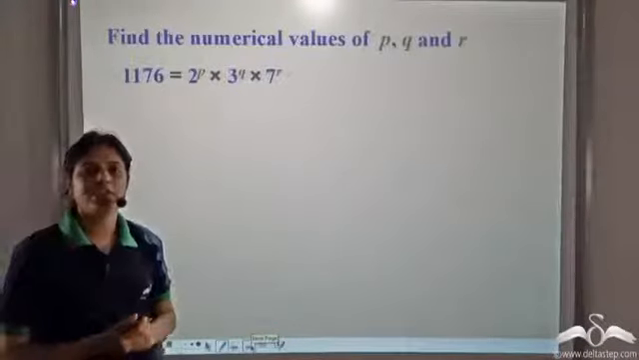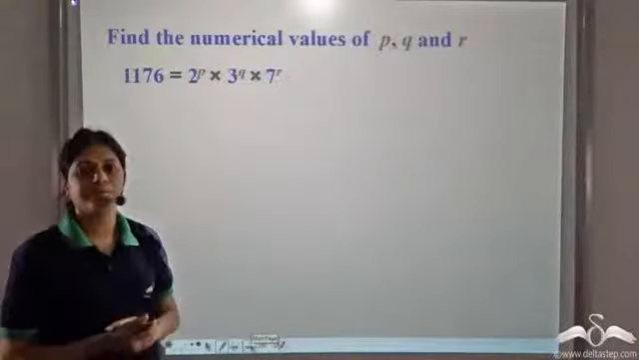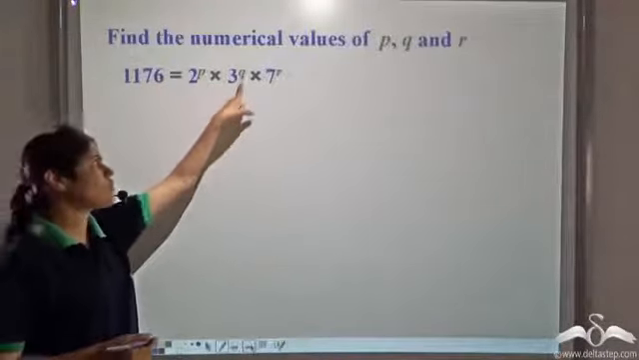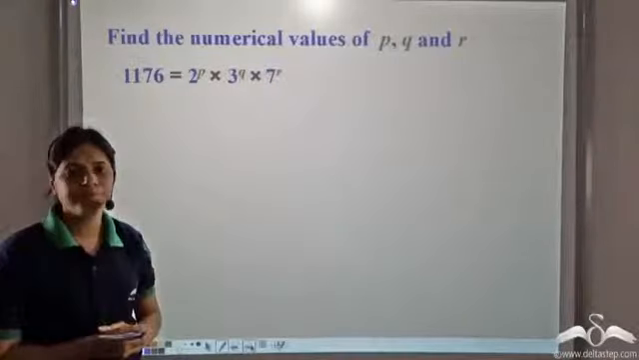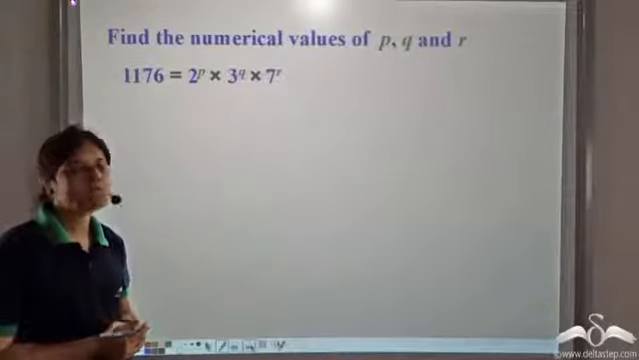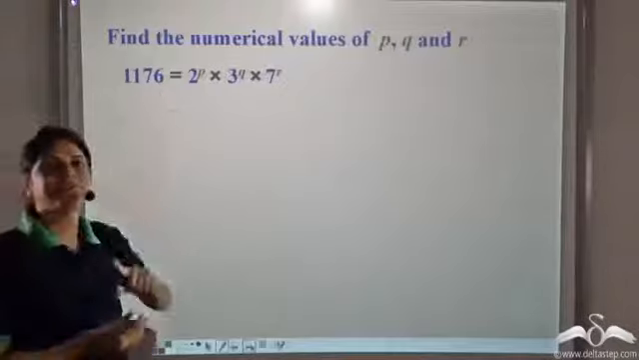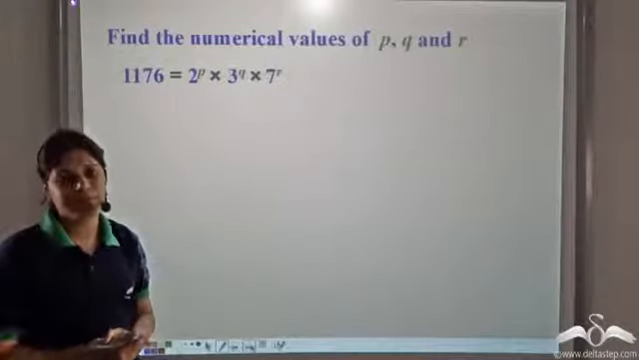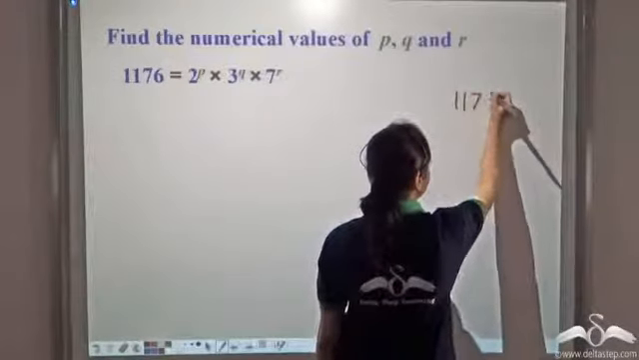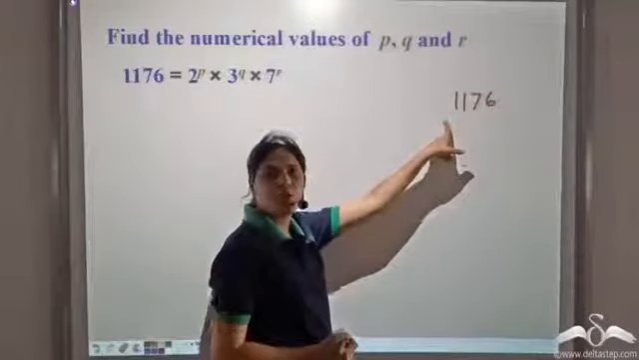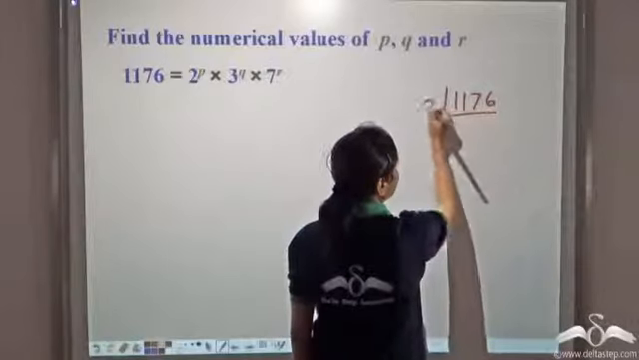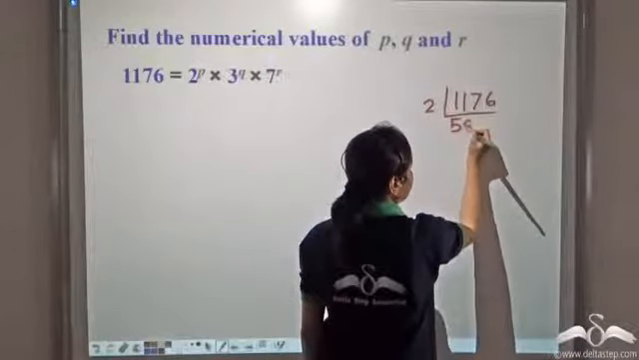Find the numerical values of P, Q and R. Now 1176 is 2 to the power P into 3 to the power Q into 7 to the power R. 2, 3 and 7 are all prime numbers. So let us express 1176 in terms of its prime factors. So 1176. Let's start with 2. We see that it is divisible by 2. So 2 into 588.